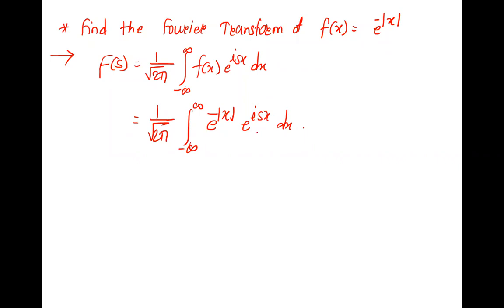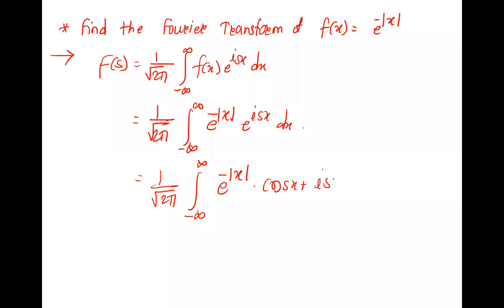So we just write it as, how can we write this? We know this is even, but for e raised to isx we cannot check even or odd directly. So for this e raised to isx, what you are going to write? Cos sx plus i sin sx. Correct. So minus infinity to infinity, e raised to minus mod x, e raised to i theta is cos theta plus i sin theta. Theta is sx, dx.